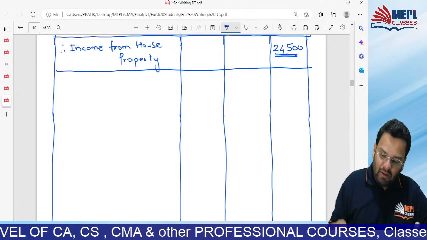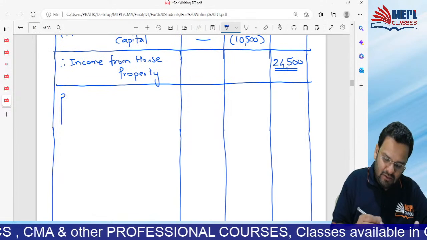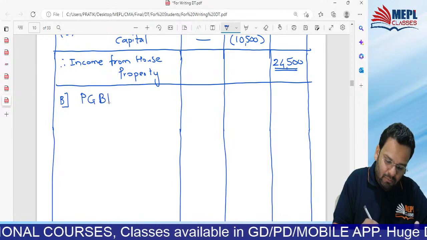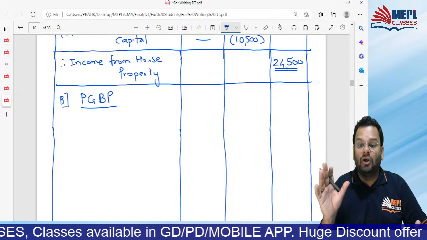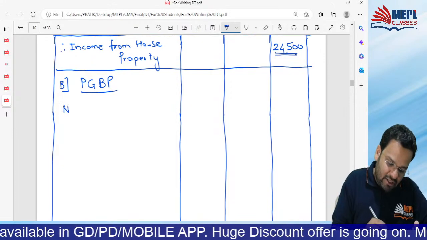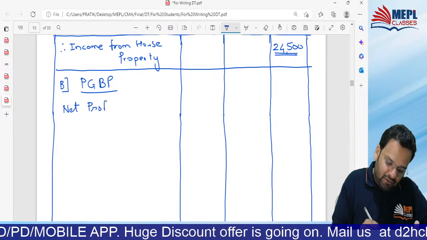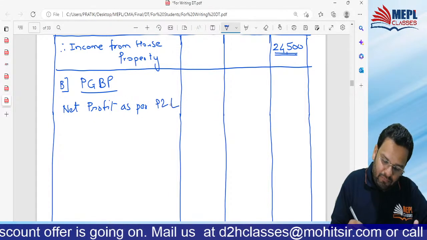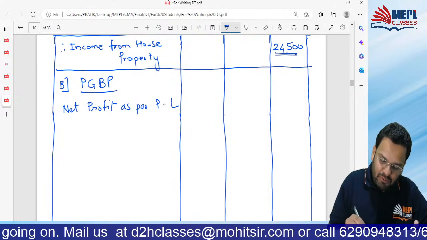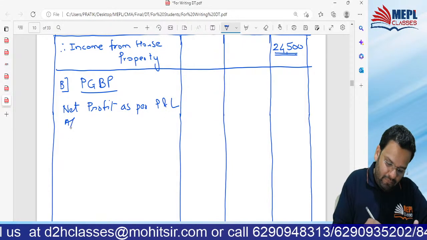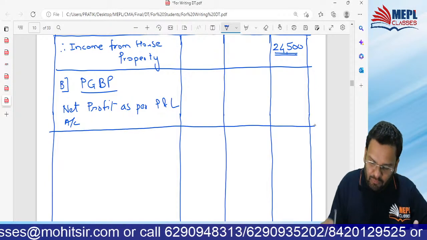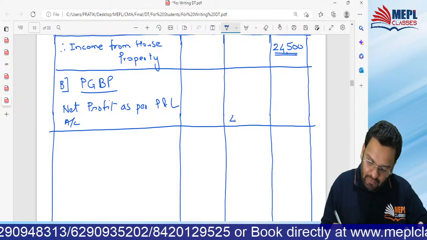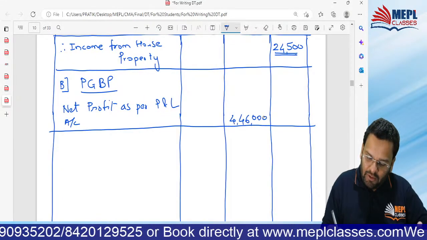Let's now do the next head of income after HP, that is profits and gains from business or profession. So please write the full form. Under that, it starts with net profit as per profit and loss account. What is net profit as per profit and loss account? It is 4,46,000. Take it here, 4,46,000.